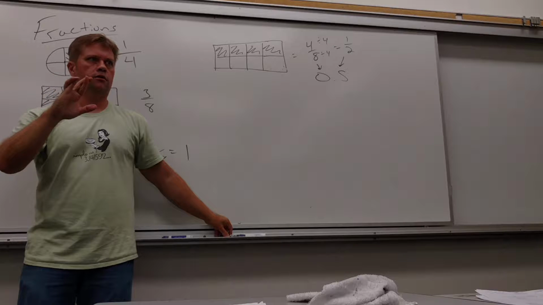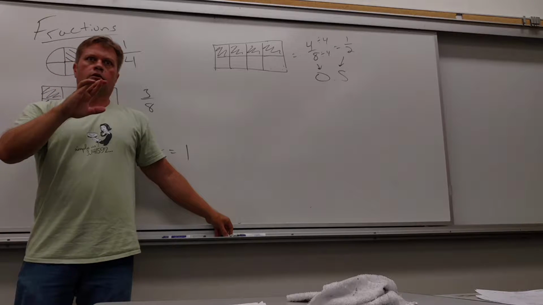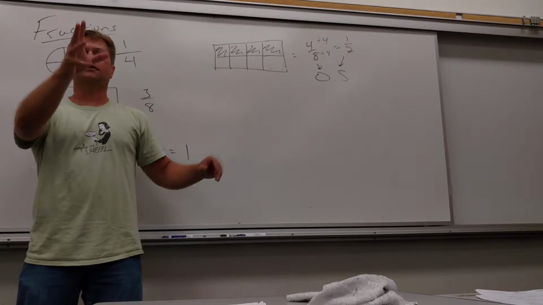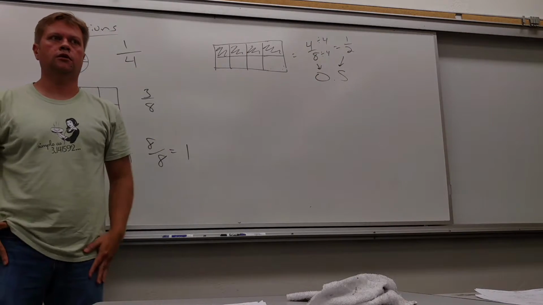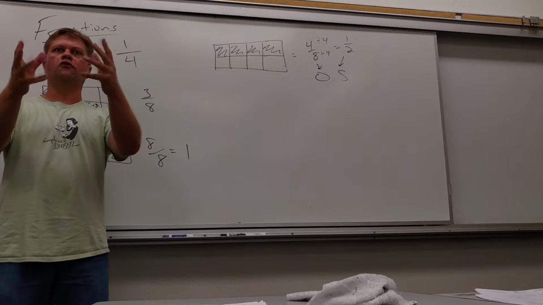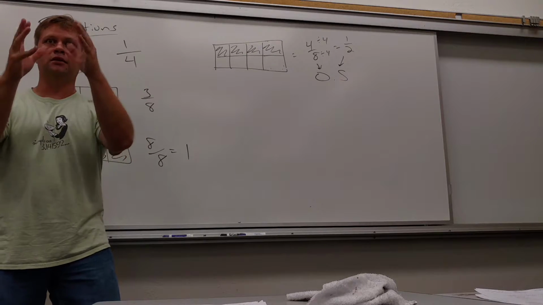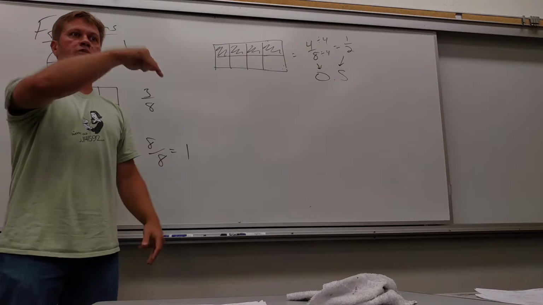Which one do you want us to use? Always, unless it says otherwise, you always give lowest terms as an answer. All right? So if you give me 3 over 9 as an answer, maybe it's the right number, but it's not the right form. It's got to be reduced.